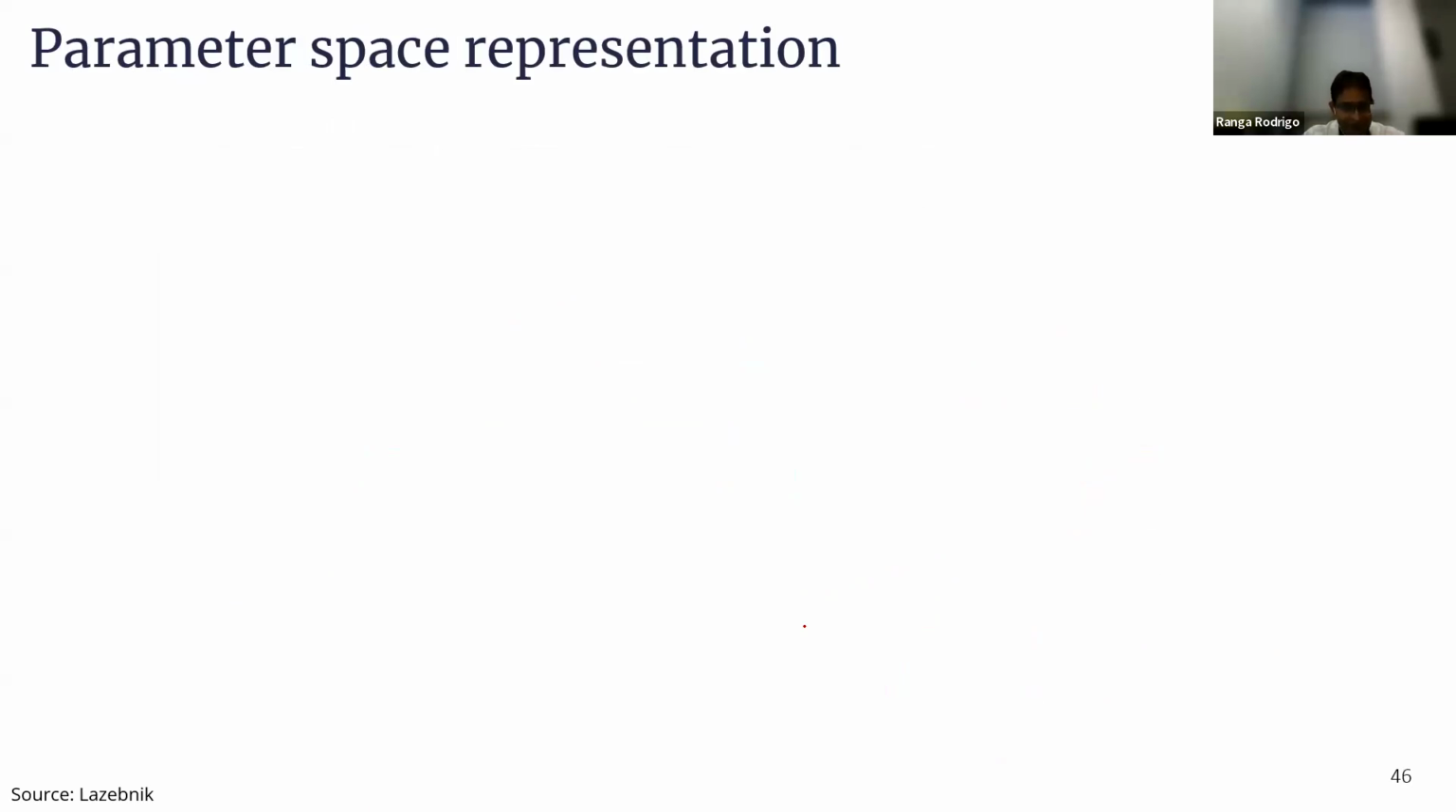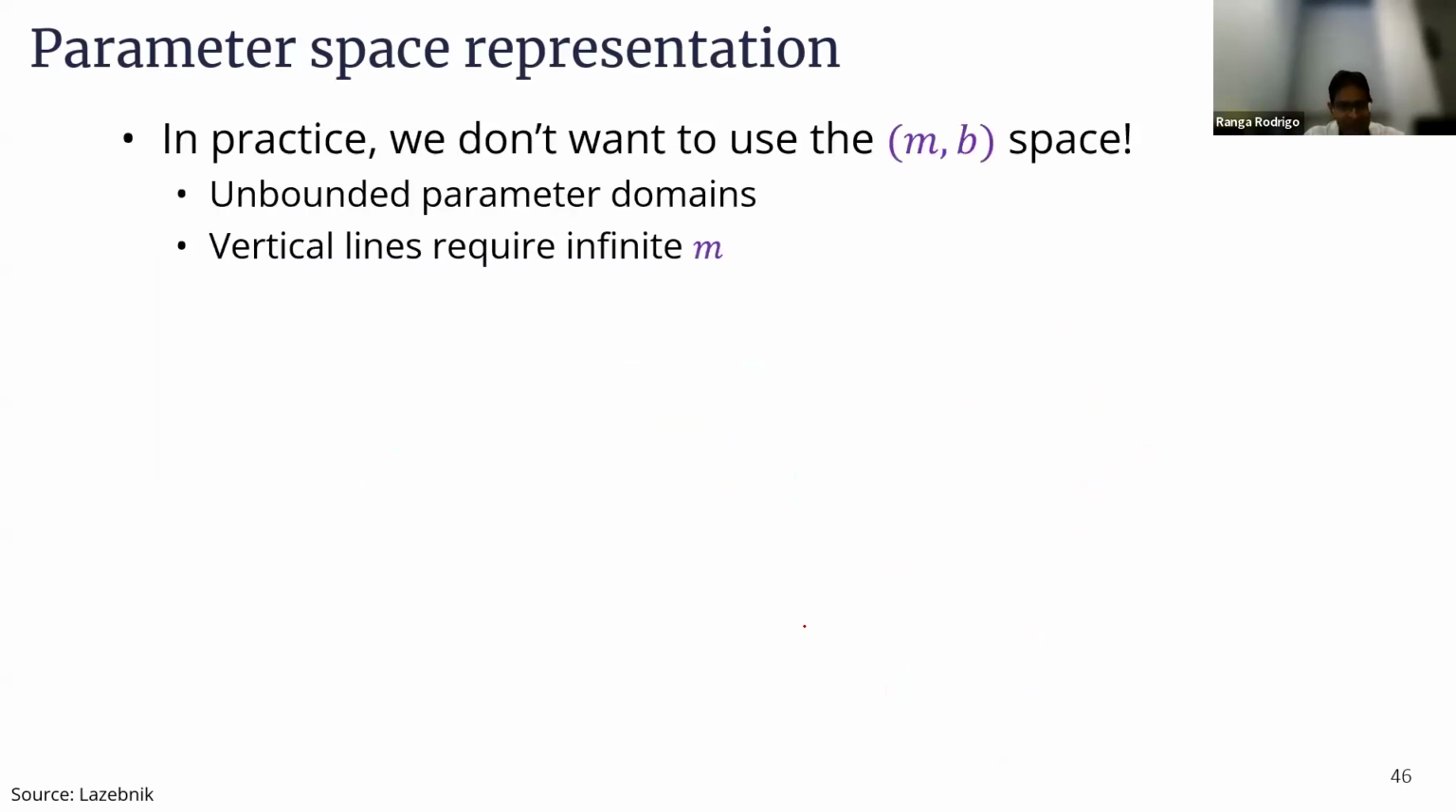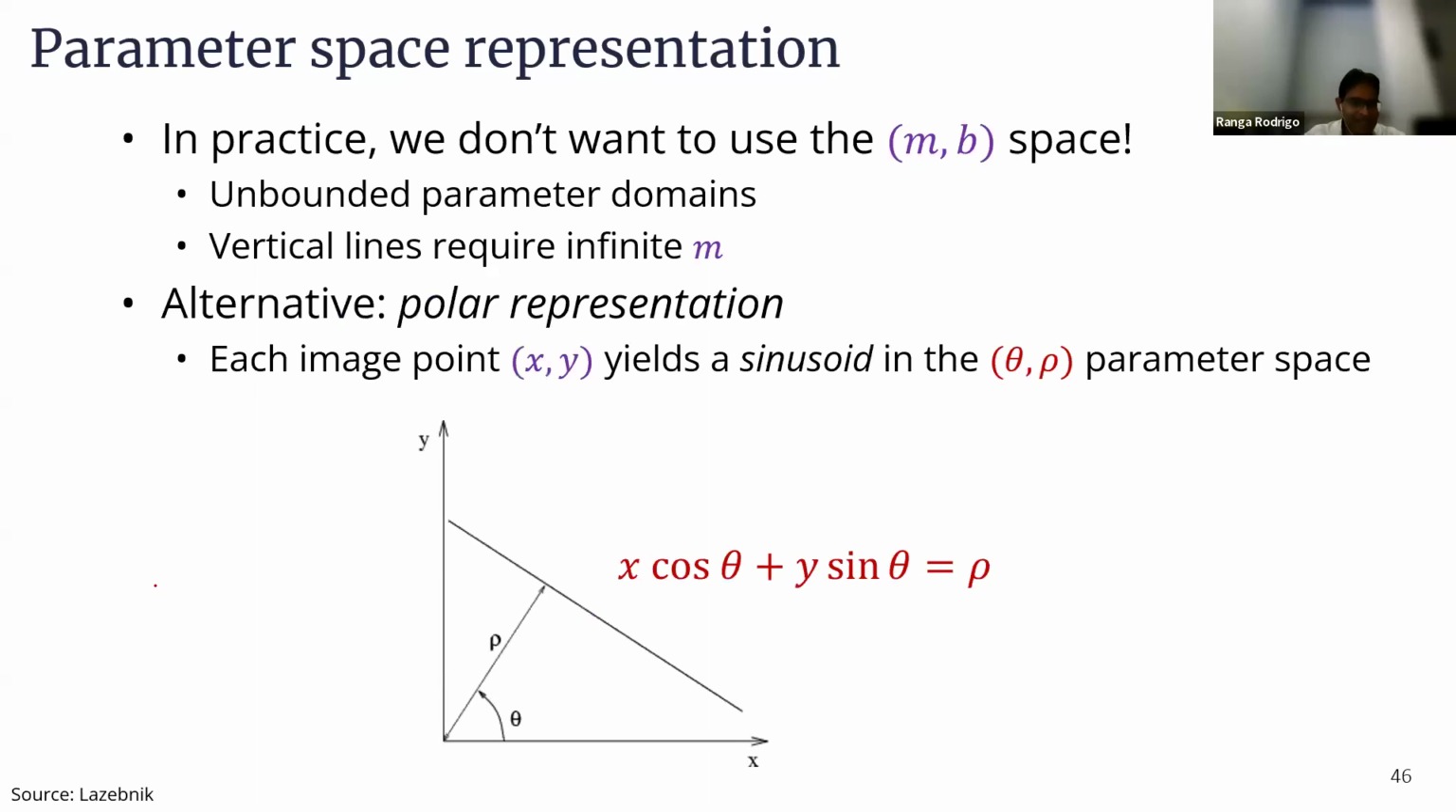So now the parameter space representation, the previous one had a problem. In practice, we won't use the m and b space because it is unbounded. m is unbounded, b is unbounded. So vertical lines require infinite m. That's a problem. Therefore, we have another parameterization using the polar representation. You can see in this case, we can take the perpendicular distance rho to the line and the angle theta. So then a line can be written as rho equals x cos theta plus y sin theta.